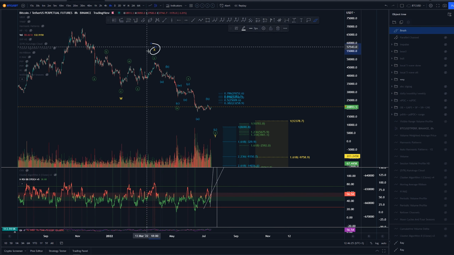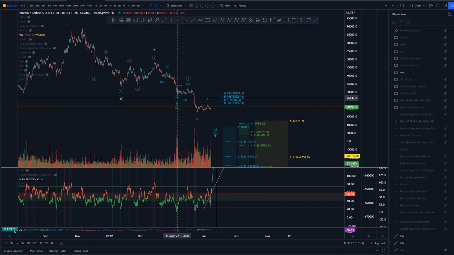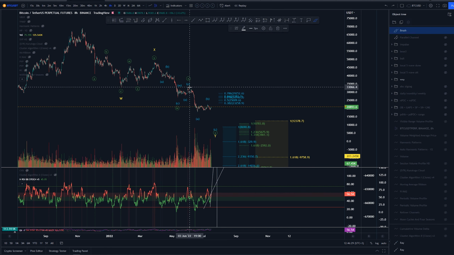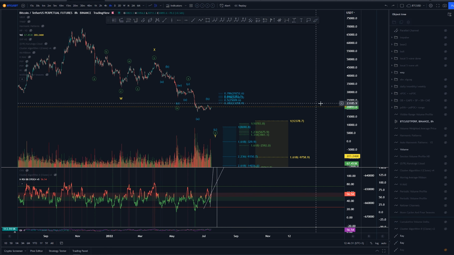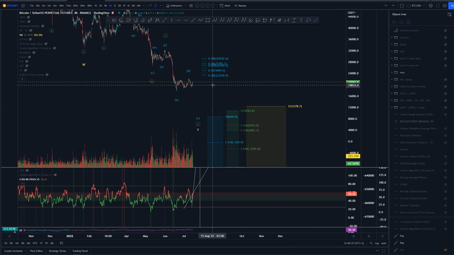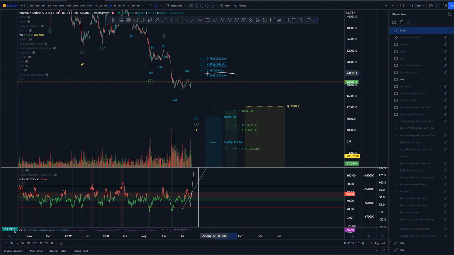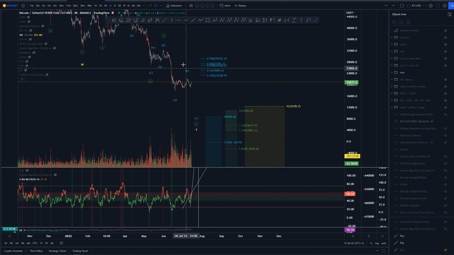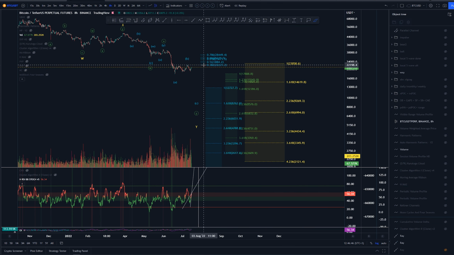Then ABC into X, and then again ABC into W, WXY into X, and then looking for A, B and C downwards. Now, the main question for me is whether the wave B is done. Currently we are looking at this on arithmetic scale, and we have not hit the 38.2 retracement for the wave B. On logarithmic scale, we did hit that.